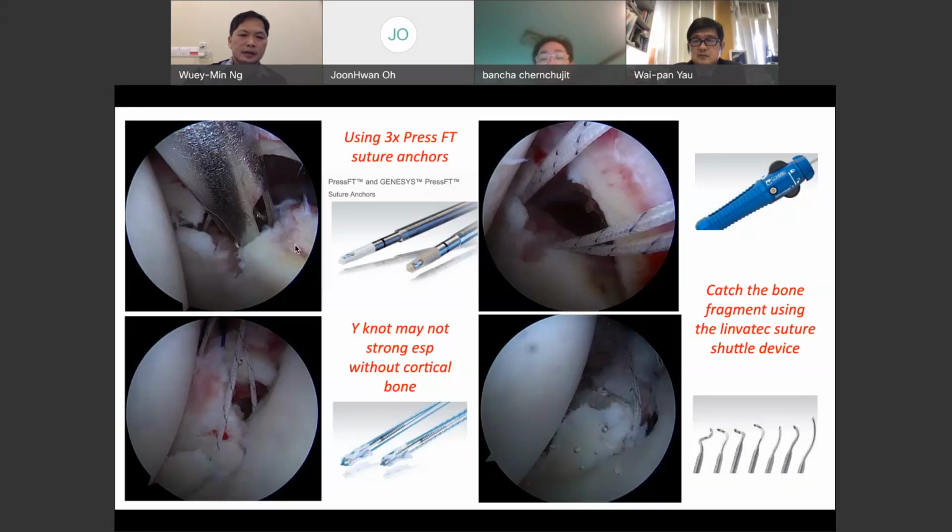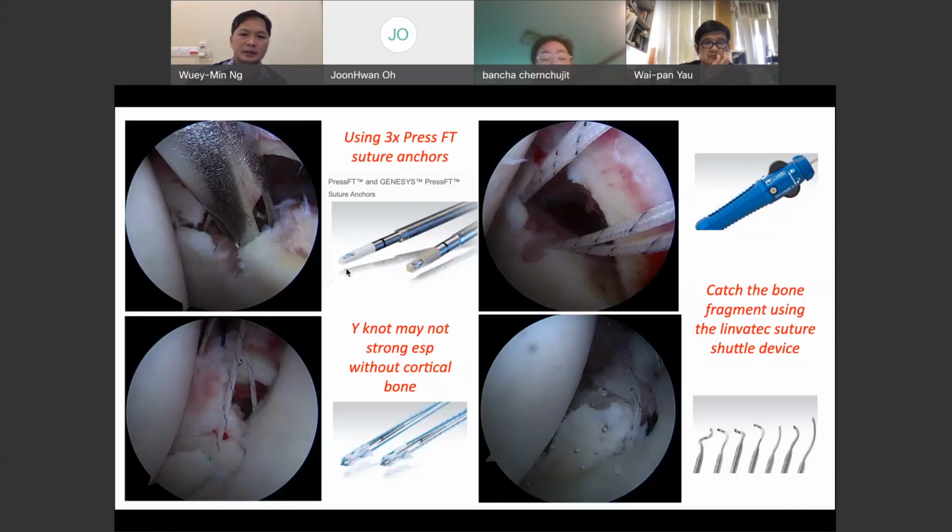I need to stress that in order to repair this bone fragment back, first of all, you try not to use a Y-knot suture, because Y-knot suture needs an intact cortex. So there's a broken cortex now. If you put it into the bone without the cortex, when you try to pull, the Y-knot will dislodge again.